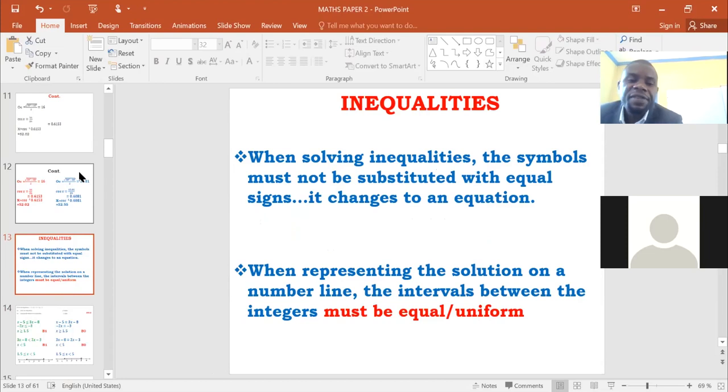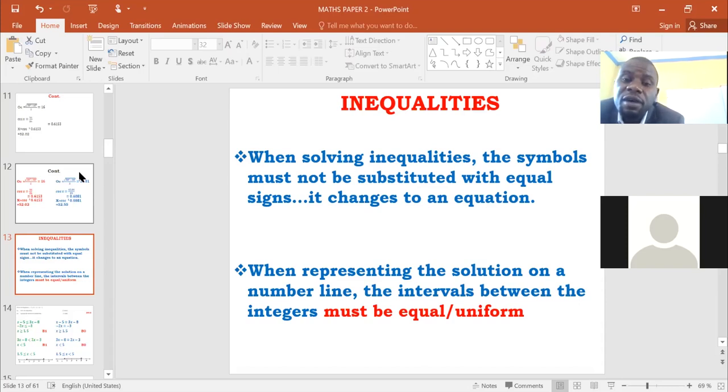Now, this mostly appears in paper 1, inequalities. Inequalities have got inequality symbols: equal to, less or equal to, less than, or greater than. But when a student is given that question, some students have got the habit of replacing the inequality signs with equal signs. Now, the moment you change the symbols from inequality to an equal sign, the equation changes. That means that you're now doing a different question from what was given by the examiner. So in that particular area, you will not score any marks.